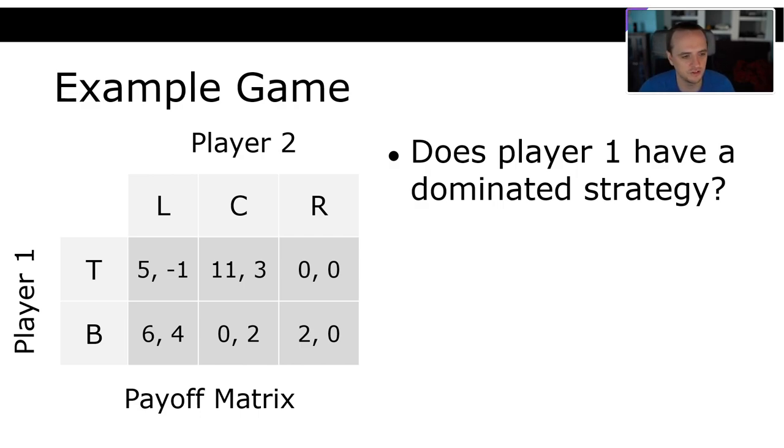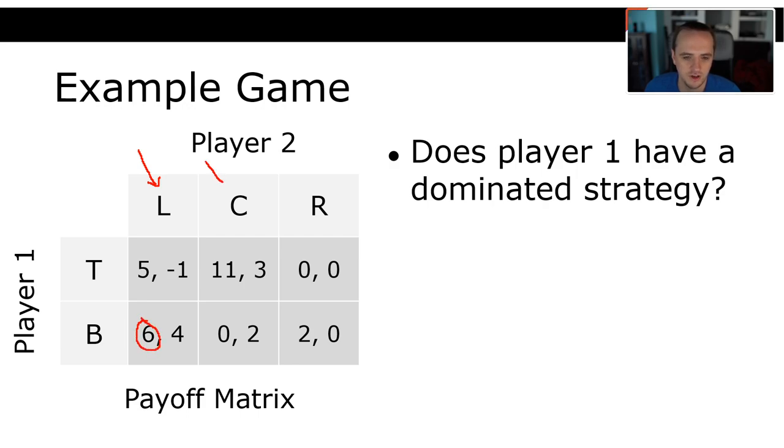Someone said that top is a dominated strategy. Another person said that top is a dominated strategy. Another person, okay. So a lot of people think that top is a dominated strategy. So four people all think top is dominated. So let's look at all the possible choices for player two. Now, if we look at left, if we choose top, we get five. If we choose bottom, we get six. So we want to choose bottom in that case.